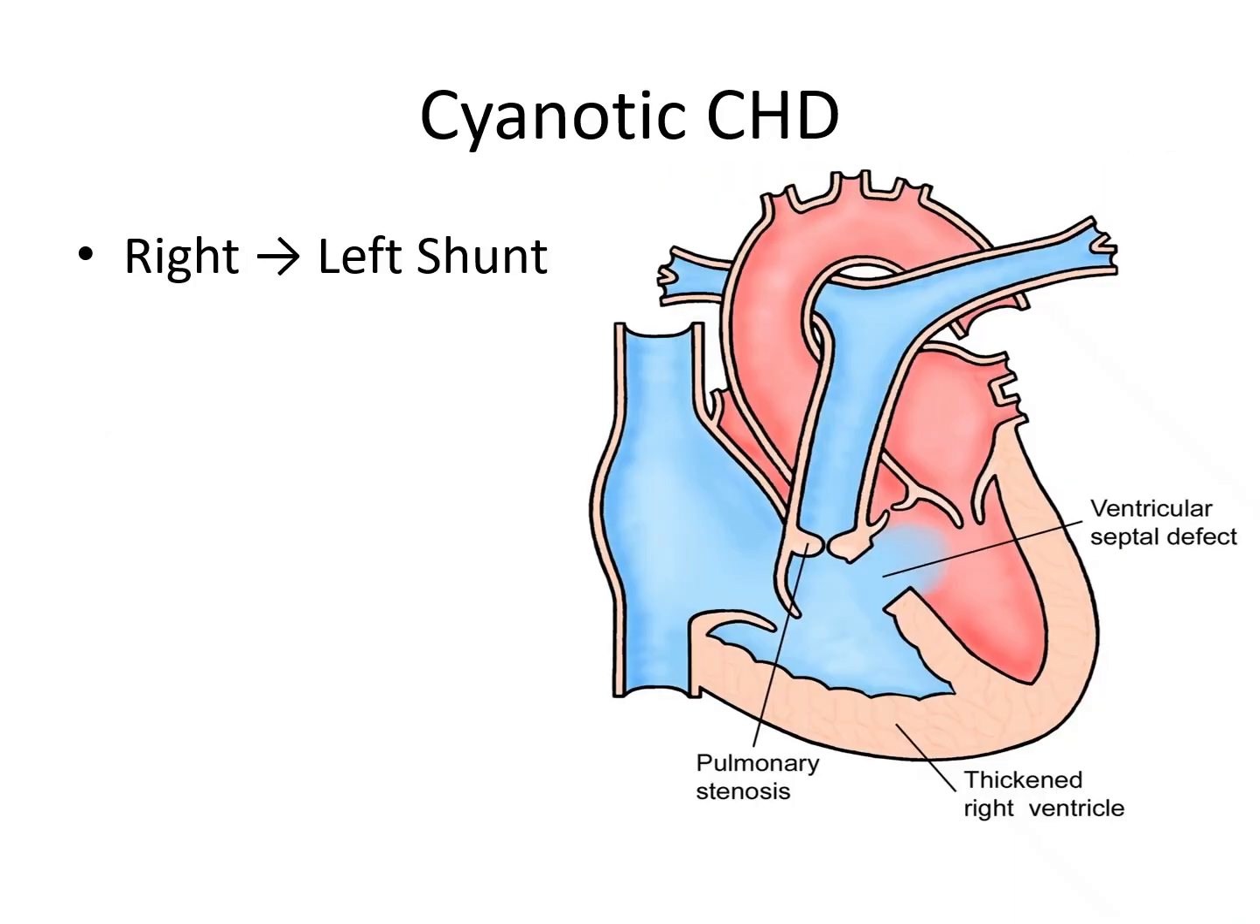Cyanotic heart disease, or right to left shunt. In acyanotic heart disease, blood from the left ventricle, that is the oxygenated blood, goes into the right ventricle, that is the deoxygenated blood, whereas in this condition blood from the right ventricle goes into the left ventricle, which contains the oxygenated blood. This will lead to the deoxygenation or mixing of the pure blood that is supplied to the systemic circulation or into the body, and this will lead to central cyanosis. This will also reduce the pulmonary blood flow in most cases like tetralogy of Fallot.